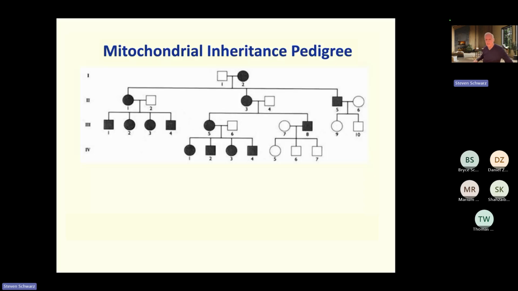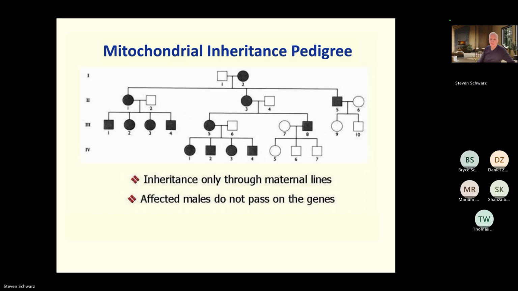And here is just a view of the pedigree of mitochondrial inheritance. As you can see, when the male is affected, there's no transmission of mitochondrial DNA mutation. When the female is affected, when the mother is affected, all of her offspring are going to contain that mitochondrial DNA mutation. So inheritance is only through maternal lines. Affected males do not pass on the genes.